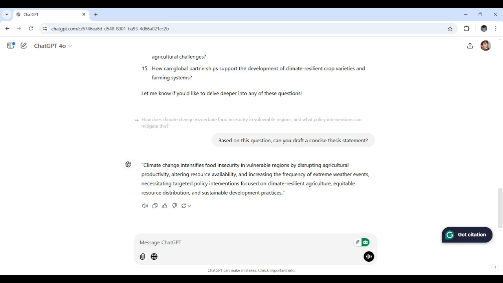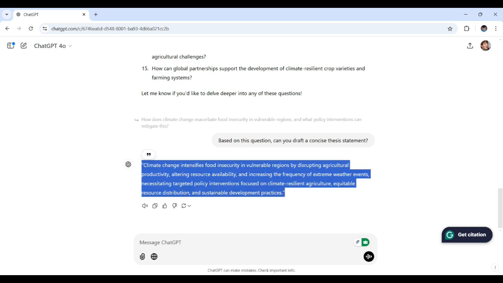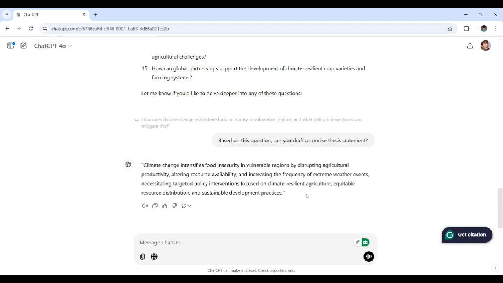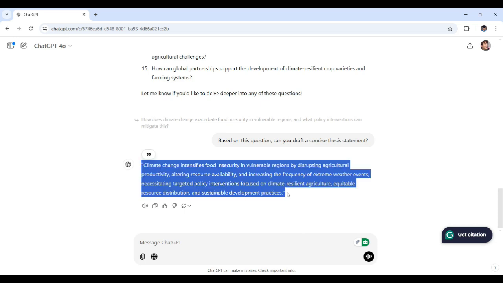Well, it depends on you. You can always tweak it further. But this is an amazing starting point, I must say. Now that we have a working thesis, the next step is building the foundation of your argument. A strong thesis needs equally strong supporting points, and ChatGPT can help outline these for you. This not only saves time, but also ensures you cover the topic comprehensively. Let's ask it to generate supporting arguments for the thesis we just created right over here.